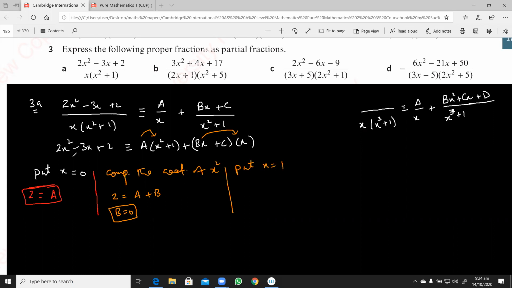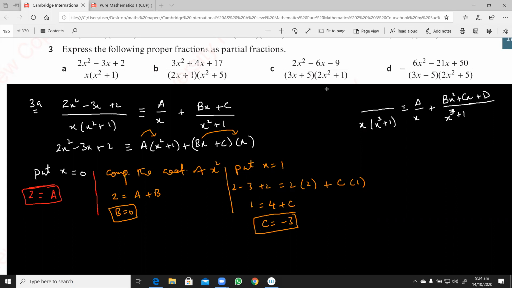So you have 2 minus 3 plus 2 from here. And this is a, a is 2, 2 into 2. B is already 0, so we're left with C over here and C into 1. So you have 1 here, you have 4 plus C here, so C is -3. Got it?